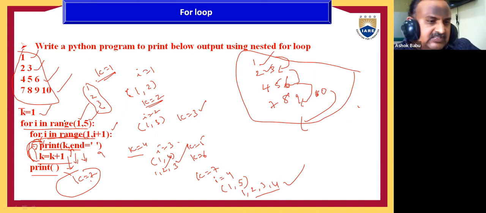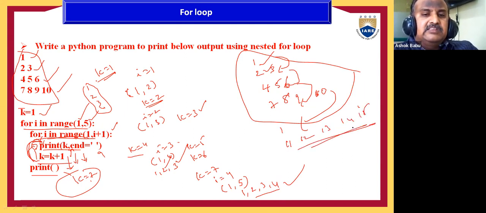So here, if the range is from 1 to 6, then it will print the next line, 11. Next line: 11, 12, 13, 14, 15. Like this, it will print the next line.